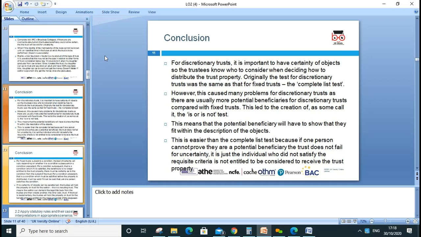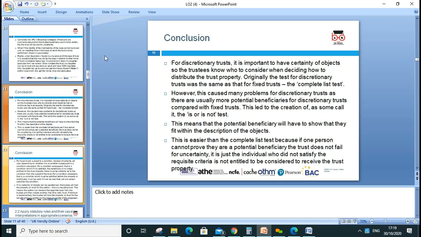So what we can conclude is that for a discretionary trust, it is important to have certainty of objects, so the trustee knows who to consider when deciding how to distribute the trust property. Originally, the test for the discretionary trust was the same as for the fixed trust, the complete list test. However, this caused many problems for the discretionary trust as there are usually more potential beneficiaries.